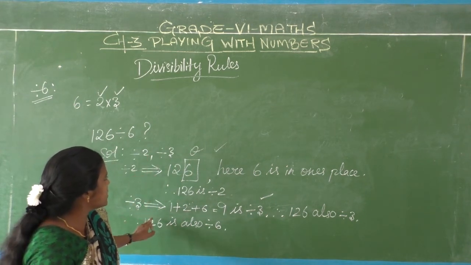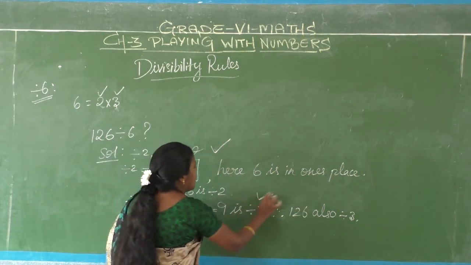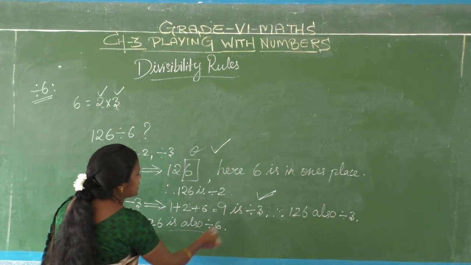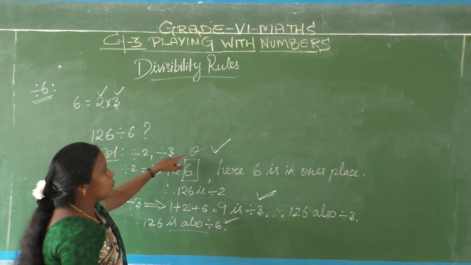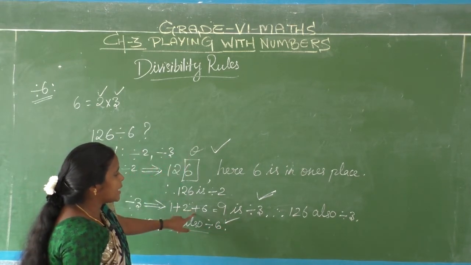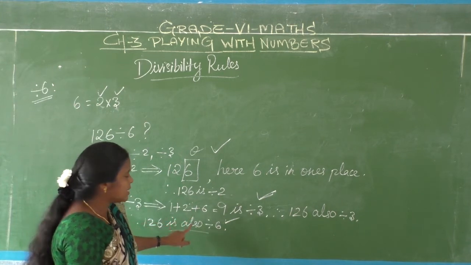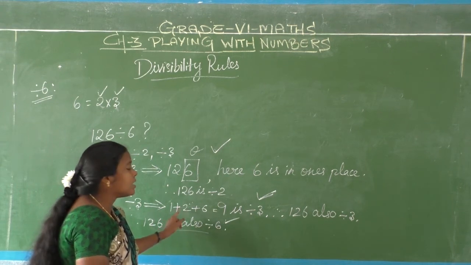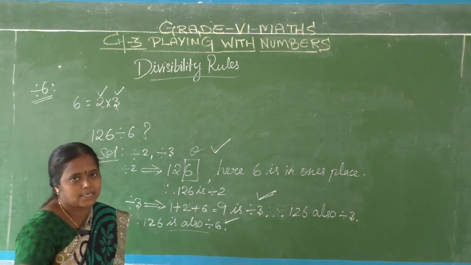If both cases are possible, then we can decide it is also divisible by 6. Suppose in one category it is suitable, in another category it is not suitable, then you have to give the final answer: 126 is not divisible by 6. Clear?